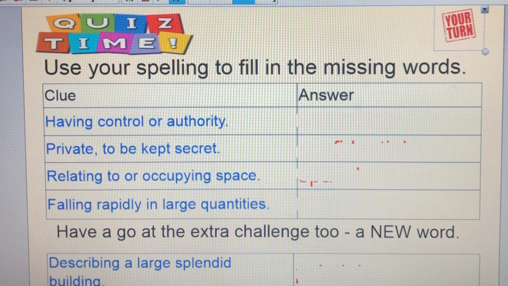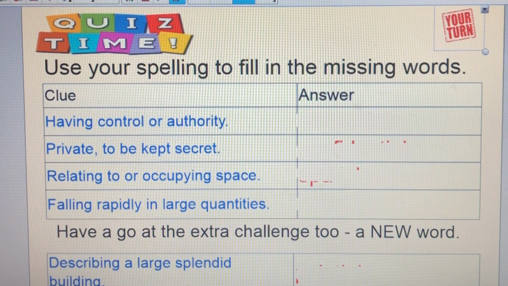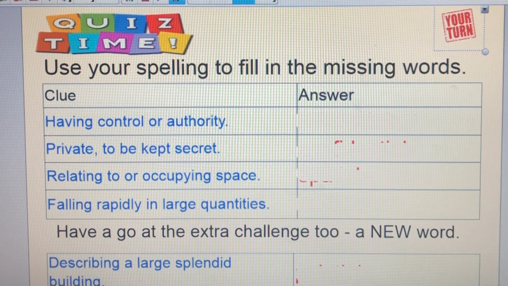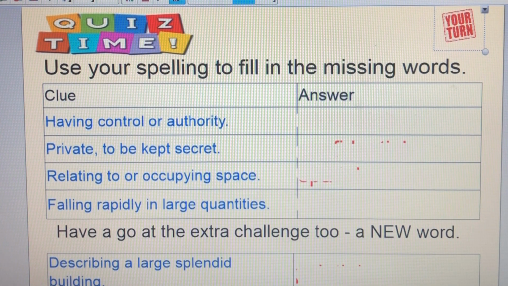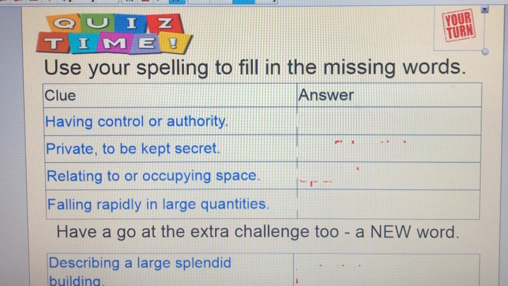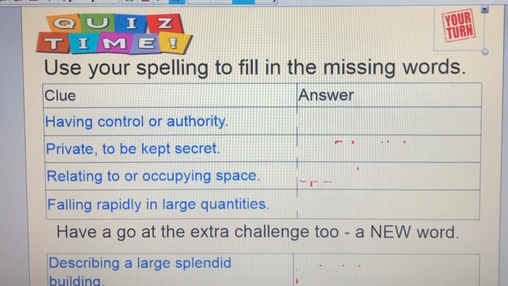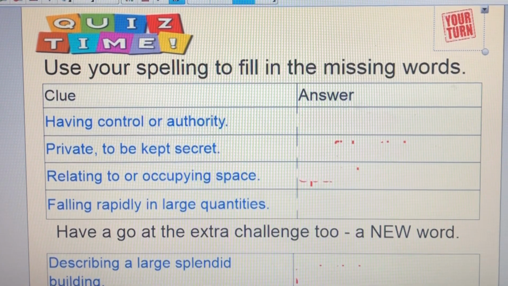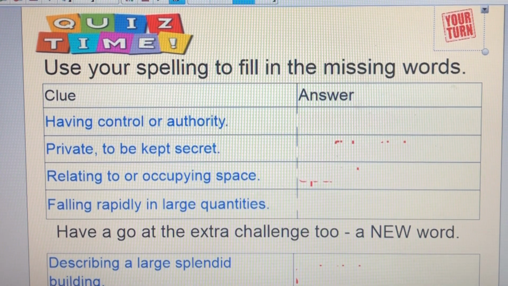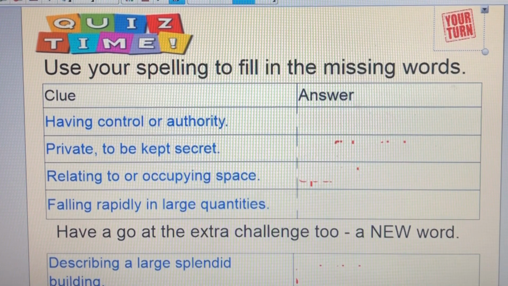Having control or authority. Private, to be kept secret. Relating to or occupying space. Falling rapidly in large quantities. And we've got an extra challenge for you, which is a new word, which is not one of your spelling words this week, but it is a word ending in the shul sound, a word that means describing a large, splendid building. Pause the video now and have a go.